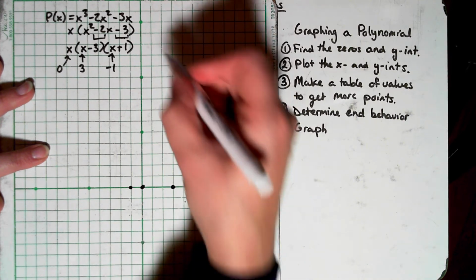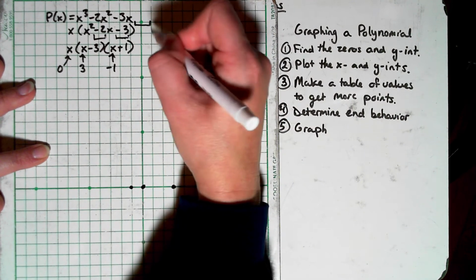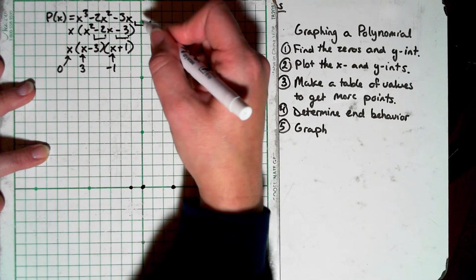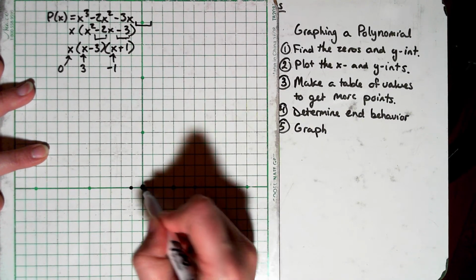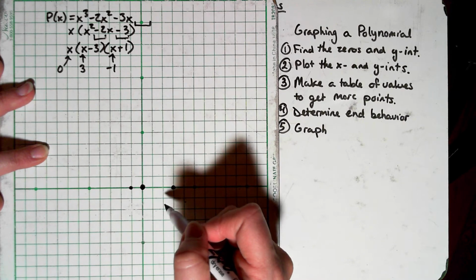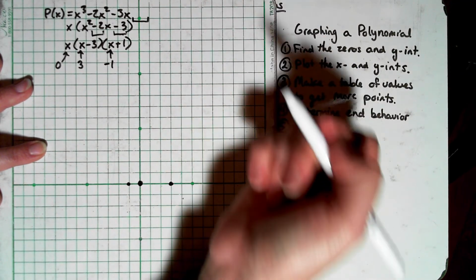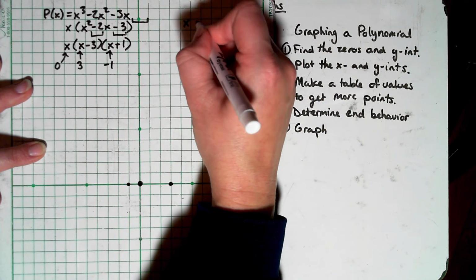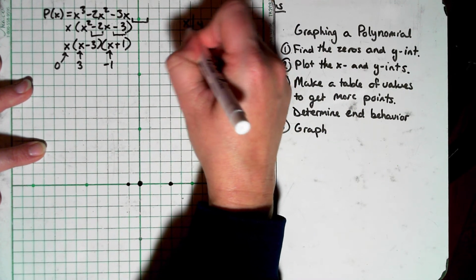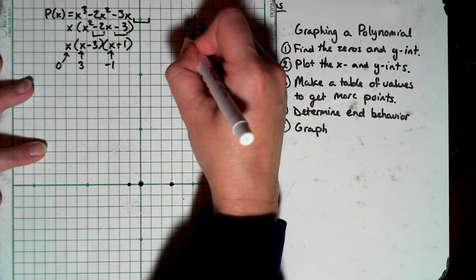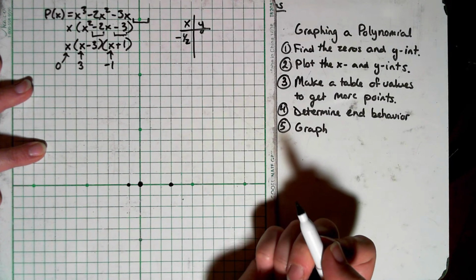Okay, and the y-intercept is going to be the constant term that would have been right here. And there's nothing there, which means the y-intercept is 0, which is kind of obvious from our graph because we already have a point on it. So that is steps 1 and 2. Now we're going to make a table of values. So I need x values and y values. So I need something in between these 2 points. I'll do negative 1/2 right there.